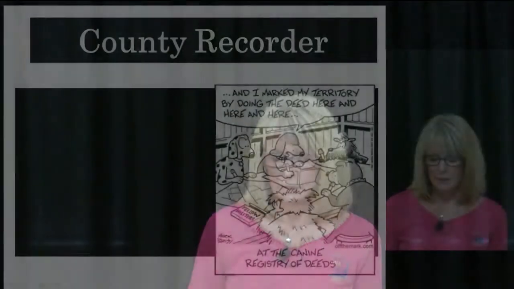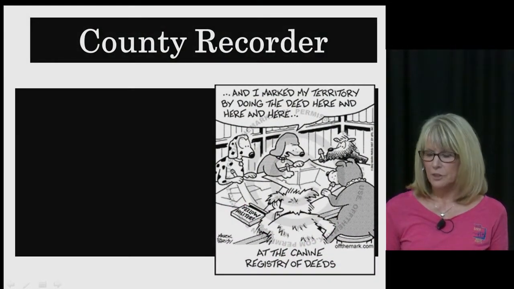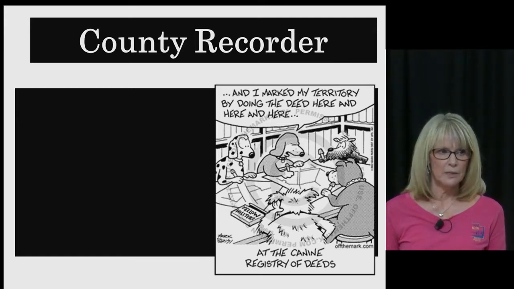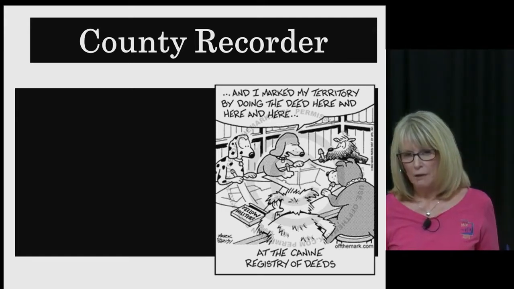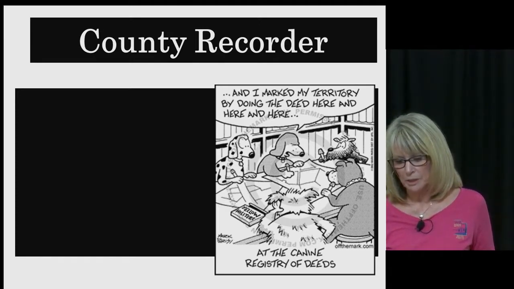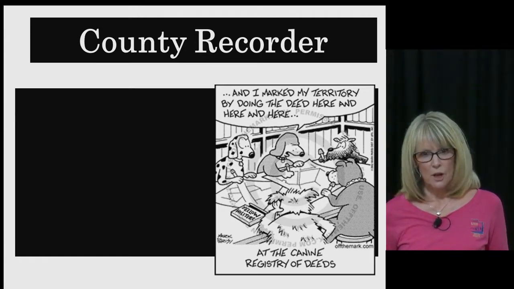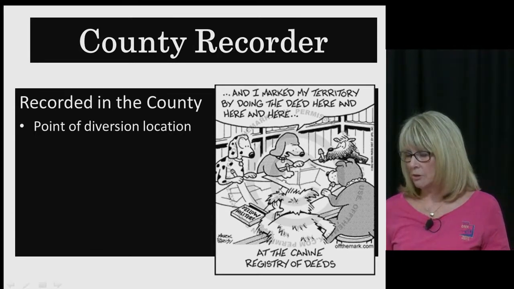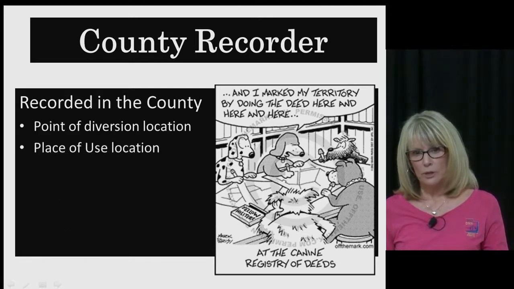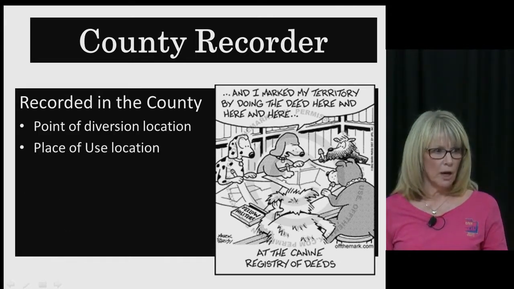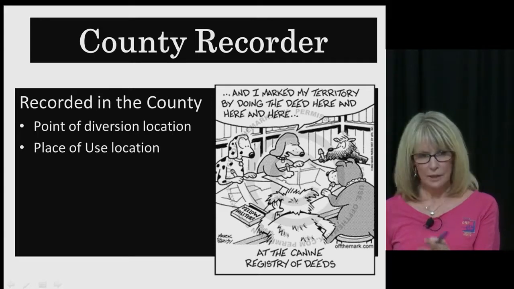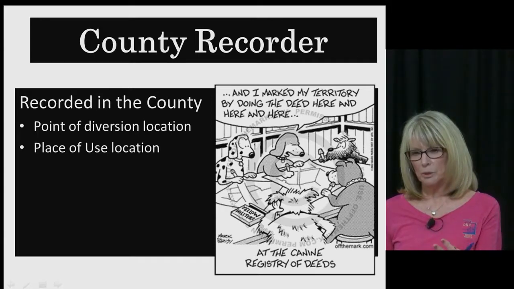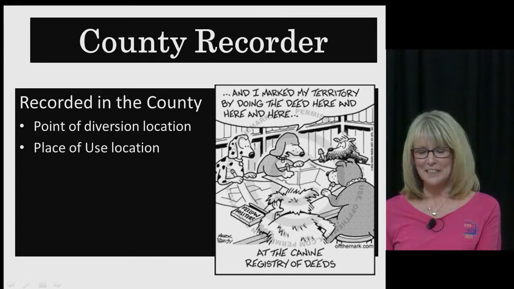Okay, so let's now talk about the county recorder. The county recorder is the office of official record for the conveyance of water rights, and true ownership of a water right can only be determined by researching the deeds at that county recorder's office. The deeds are to be recorded in the county where the point of diversion is located and also where the water is used. So if you have water used in one county and the point of diversion is in another, you're going to be required to file that deed in both counties.